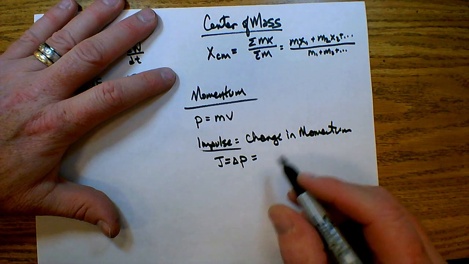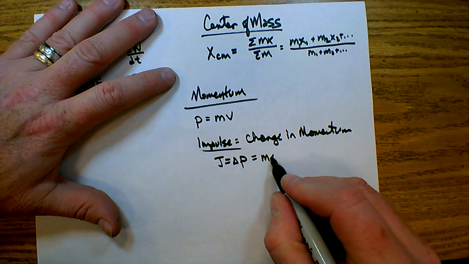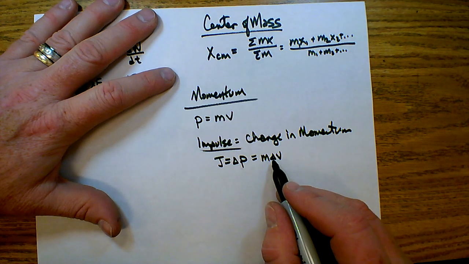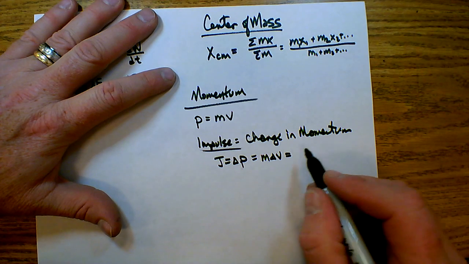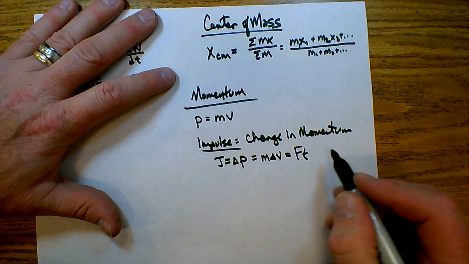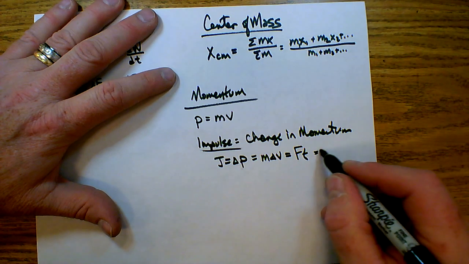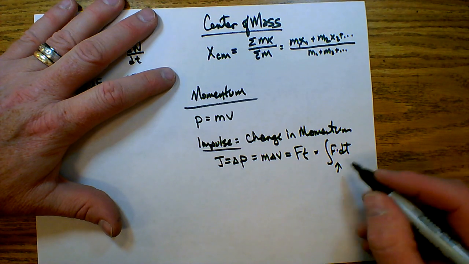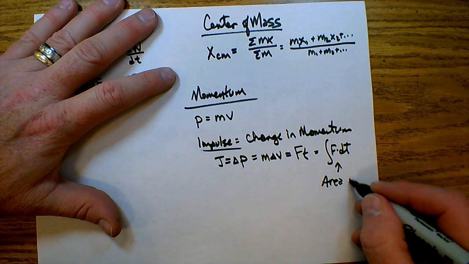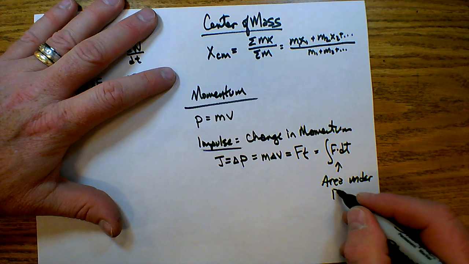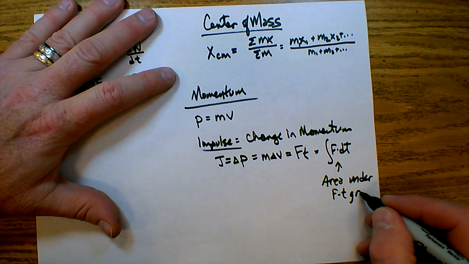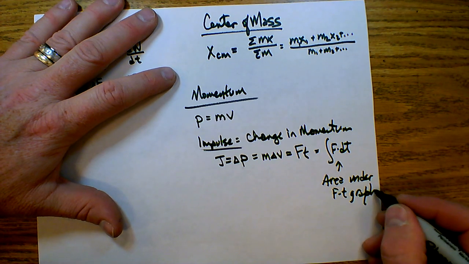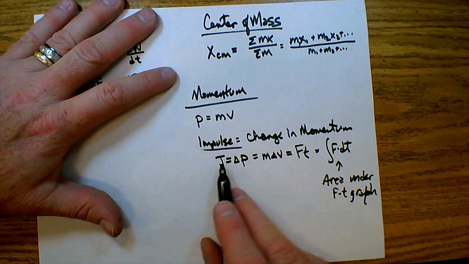Now, we could also find the change in momentum by taking mass times change in velocity. Delta, remember, is final minus initial. And I can also find impulse by taking force times time, or in the calculus sense, the integral of F dt, which is a fancy way of saying the area under a force-time graph. So those are all ways of finding the impulse.